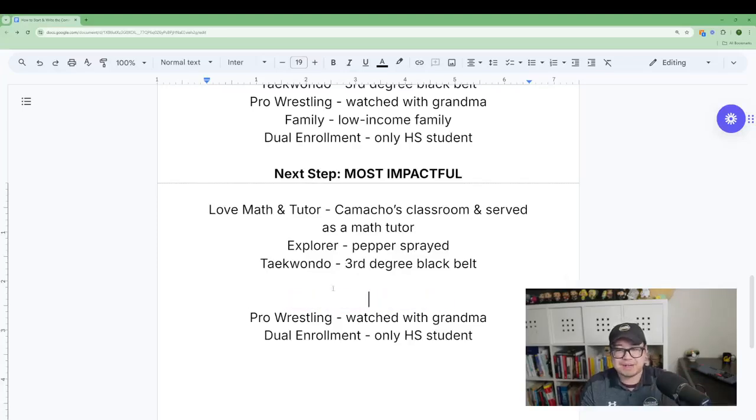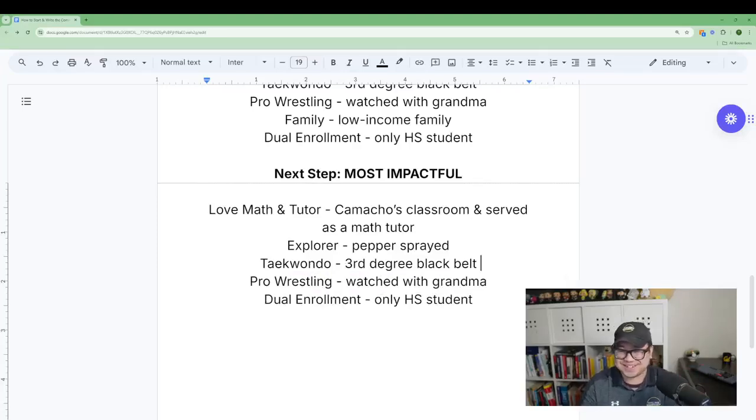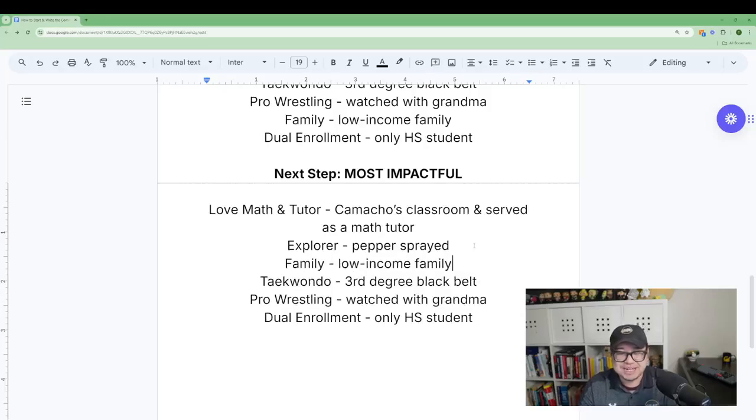Third degree black belt, I grew up in this field, so meh as well too. In terms of math and explore, one of these two will probably be my personal statement. These are probably the two big ones that kind of made me who I am.